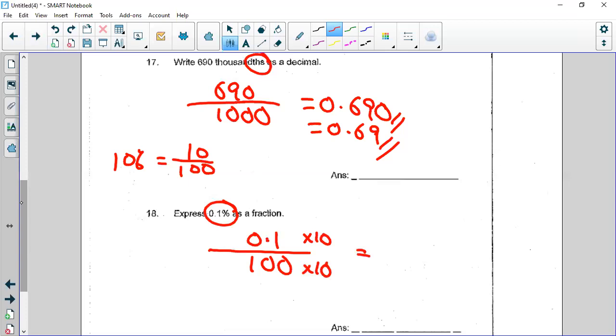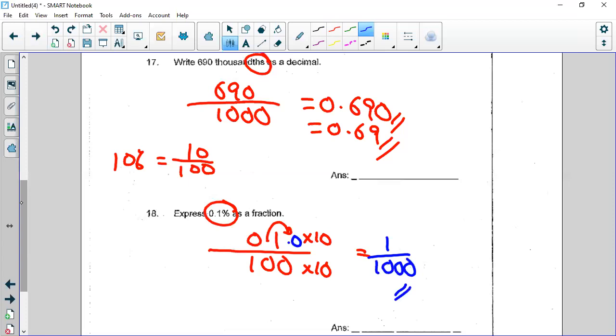So move your decimal point to the right, and what happens? The decimal point comes to here already. That becomes 1.0. 1.0 is still 1. And then 100 times 10 will be 1,000. And that is your fraction. Okay, that's your fraction. Understand?